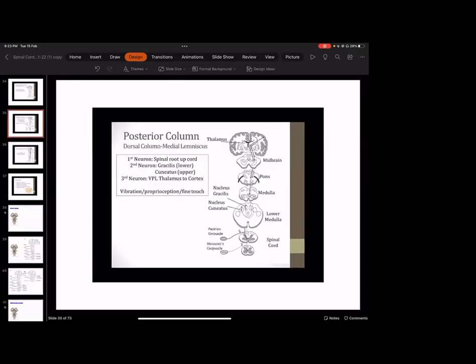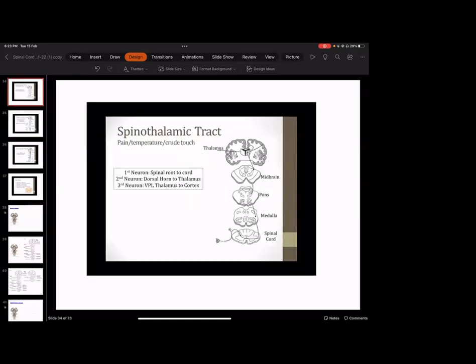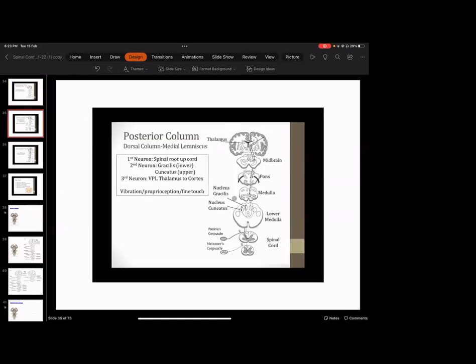Okay, and both of the sensory tracts have three neurons, three levels, three synapses. The first one goes from the spinal root to the cord, then the one that goes from the spinal cord all the way to the VPL at the thalamus, and then from there to the cortex. The only difference between the spinothalamic tract and the posterior column is that one switches sides at the spinal cord, while the other switches at the lower medulla.